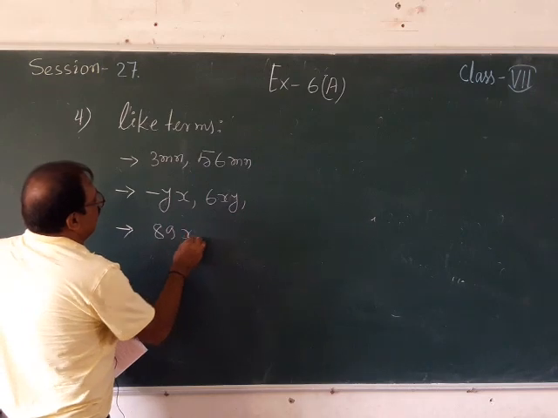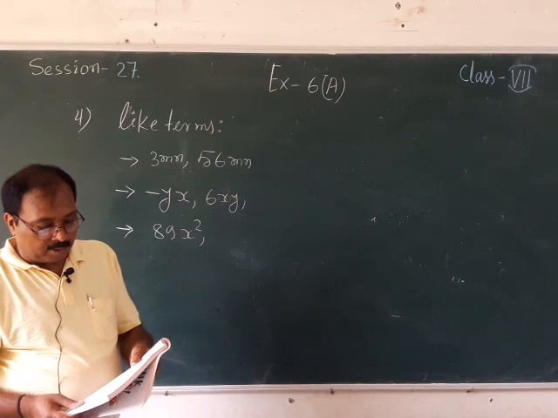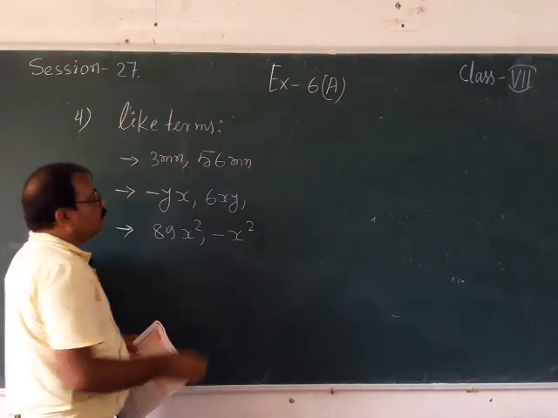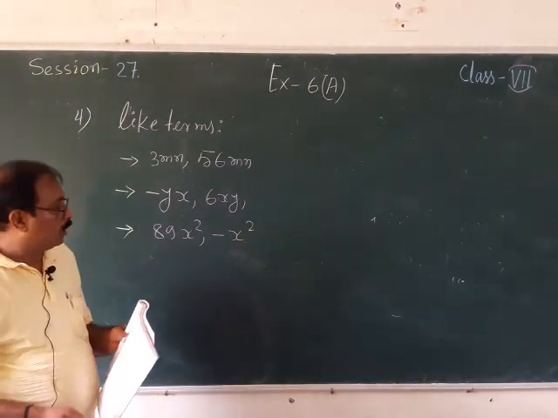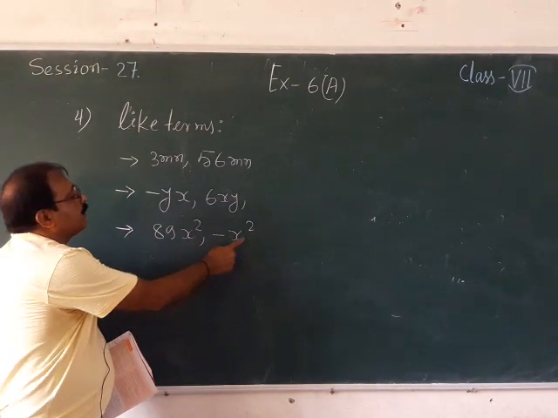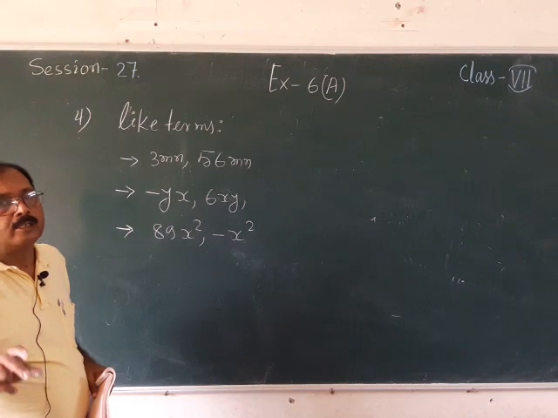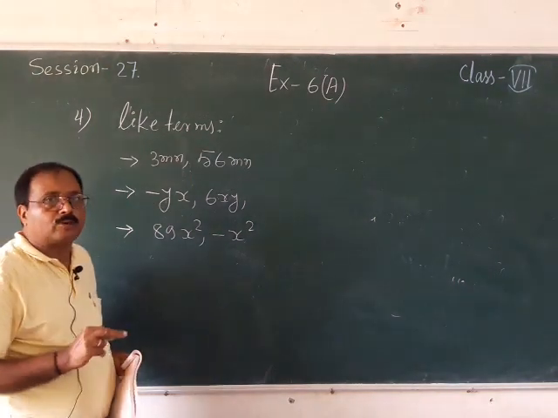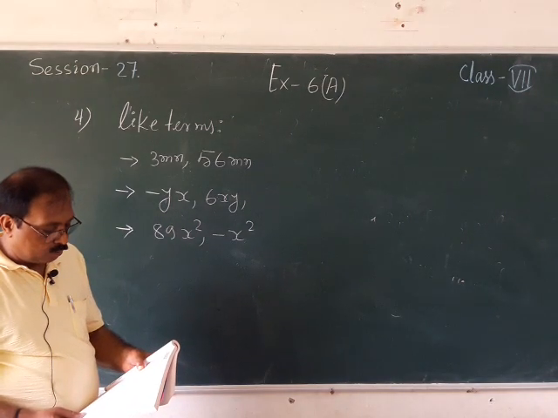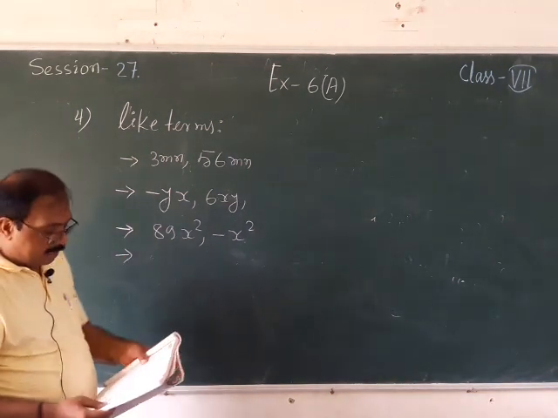89x square. Now you check the term having x square. So one more I can see here, it is minus x square. Here you will not look at the signs. Instead of that, you will look at the power. If x square is there, here x square should be there. X square and x cube, x to the power 3, cannot be like terms. So you need to check the power also. If the powers of the variable are the same, then these are like terms. So another group of like terms is 89x square, comma, and minus x square.